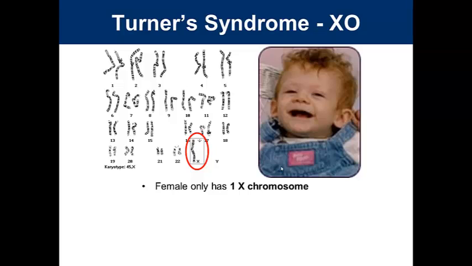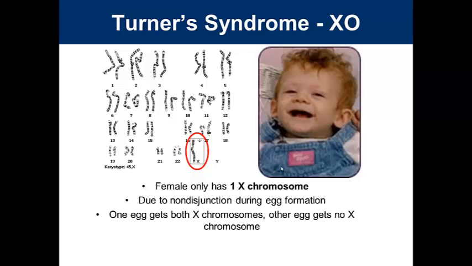They're considered to be female because they show female characteristics. It is again due to non-disjunction during egg formation. One egg gets both X chromosomes and the other egg gets no X chromosomes. So they're getting that X chromosome from the father. About 1 in 10,000 births exhibit Turner syndrome.